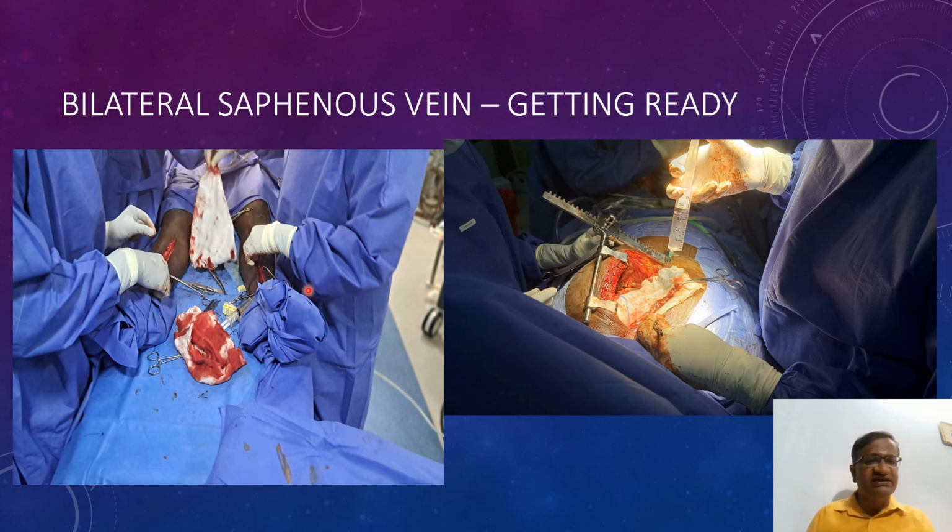Now, by the time they start, somebody else is doing this. Two sets of people are starting to take the bilateral saphenous grafts, and the saphenous grafts are sometimes placed in papaverine solution as a vasodilator.